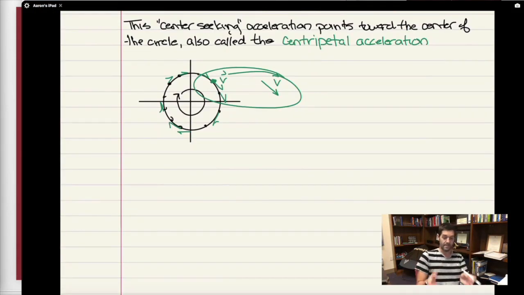But now we get to ask, what is the magnitude of this centripetal acceleration? Your book goes through the mathy version of this derivation, so I'll let you just look at the book at your leisure to get the math proof of this. I'm going to motivate the answer through dimensional analysis.